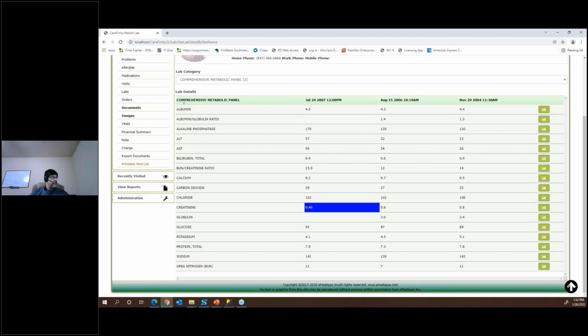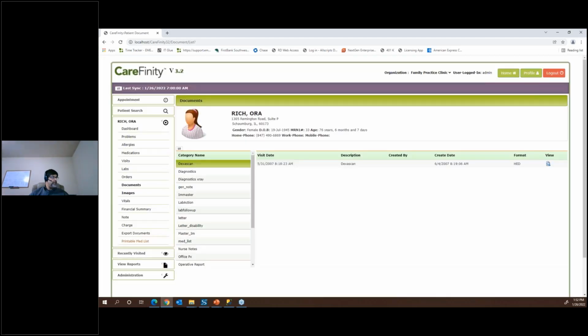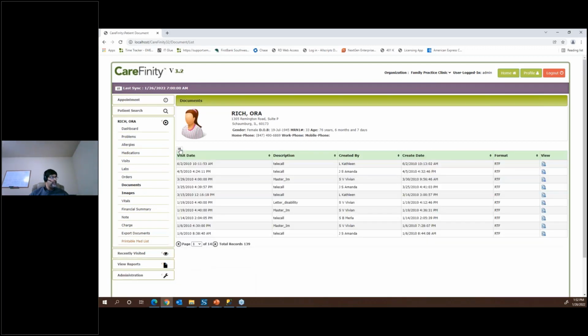You also have access to your visit notes. So if I wanted to look at a previous visit note, I could do that by going into documents. We give this to you in two different flavors. One is based on the note type, and the other is based on a chronological view. So you'll see the most recent notes for that patient available to you here.